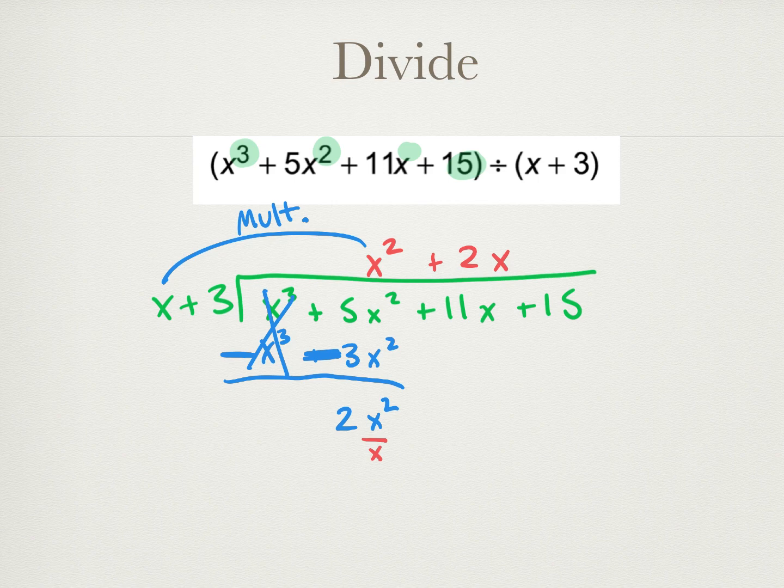Multiply. Okay, so 2x. And then we multiply. 2x times x is 2x squared. You'll always get the same number again, because they'll always cancel. And then what is 2x times 3? 6x. What's next? Change the signs and drop down the 11.